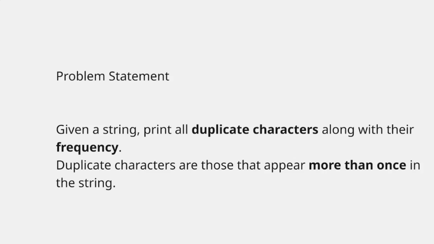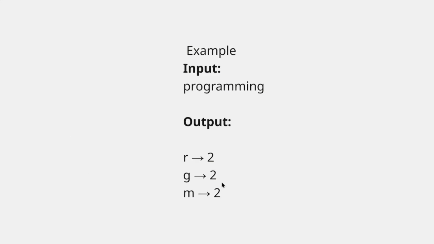For example, we have an input as "programming". In programming, we have three duplicate characters. One is R, which repeats two times, G also repeats two times, and M also repeats two times. The other characters are unique, right? So we have to ignore those and print only the characters which are repeated. So we only print characters whose frequency is greater than 1.